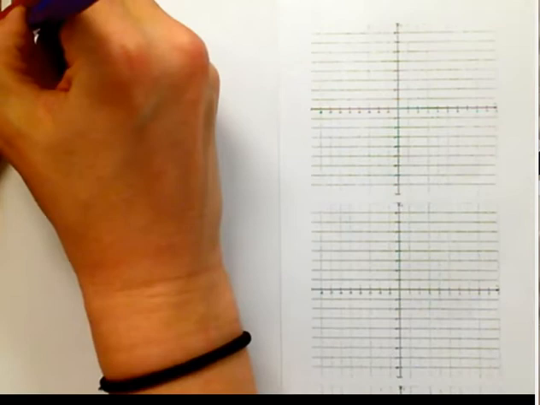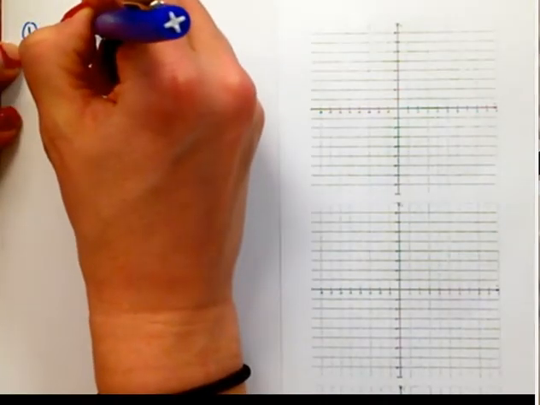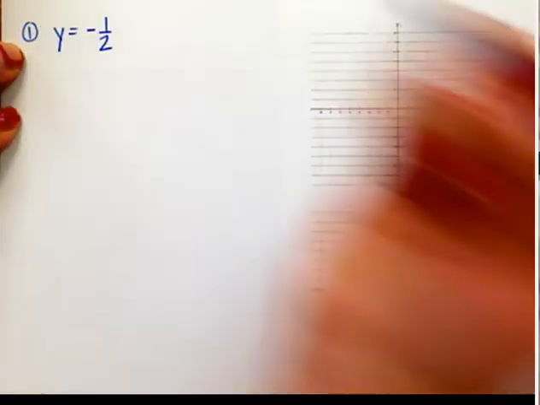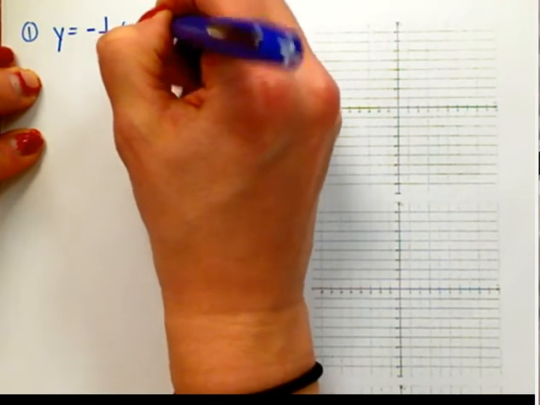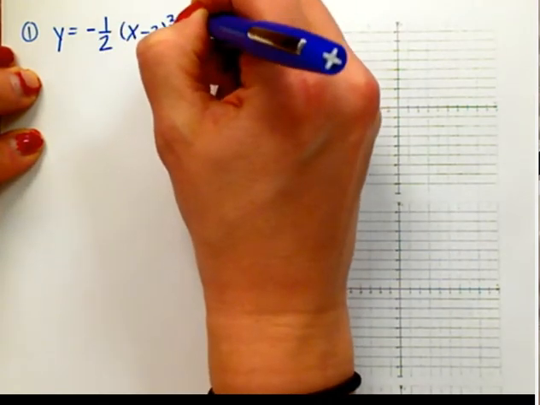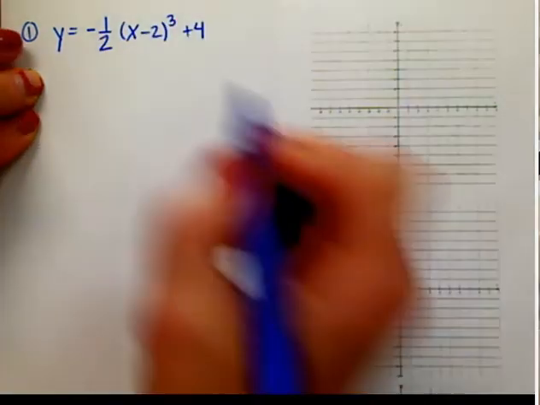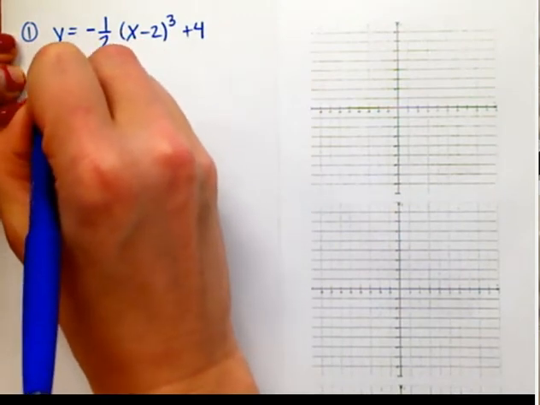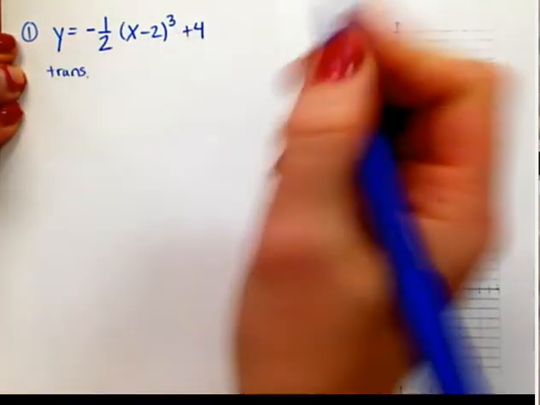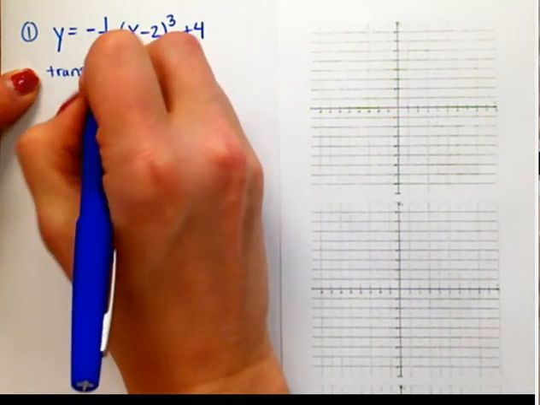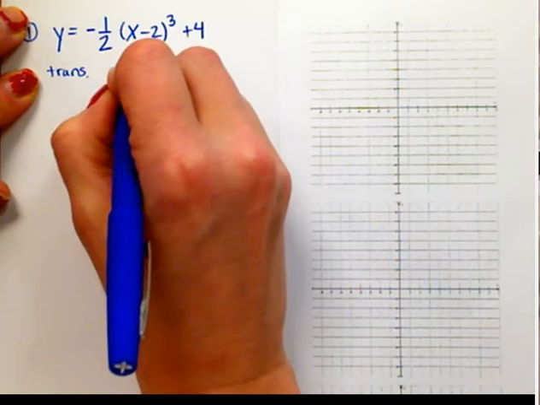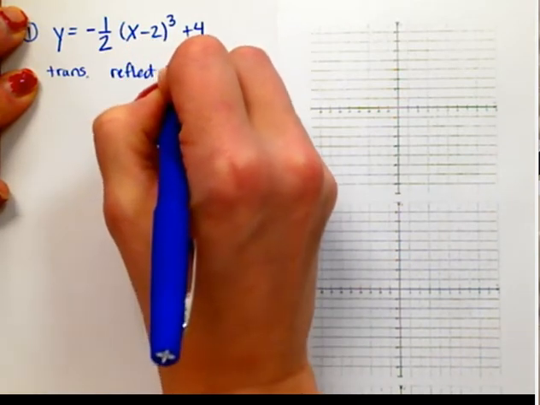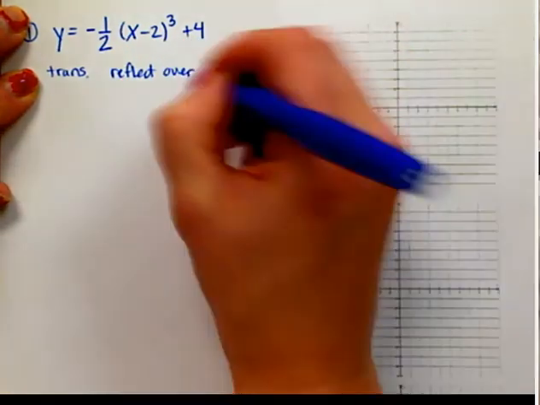All right, let's go ahead and do a few practice problems. Let's start with one of our newer parents, and we're going to put in all 3 transformations. Negative 1/2 (x minus 2) cubed plus 4. Okay, so let's start with the transformations. Stretch by 1/2 and reflect. Reflect over x.